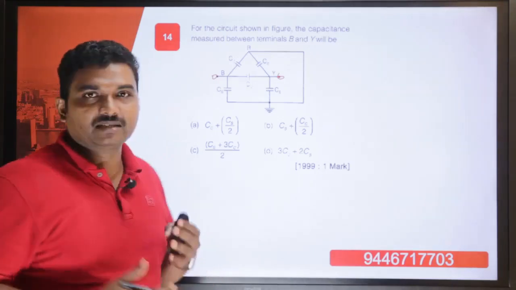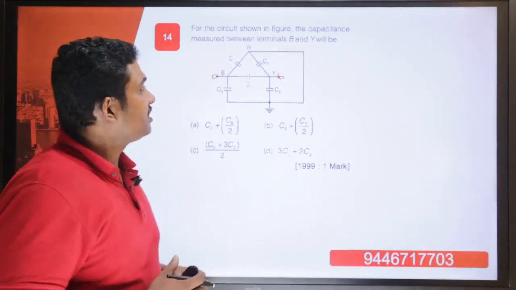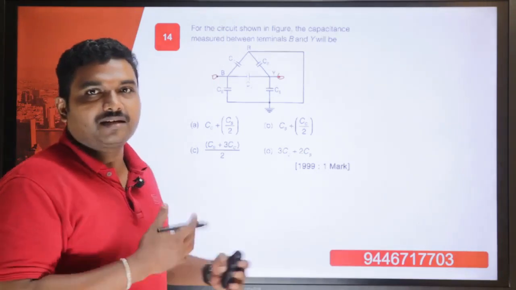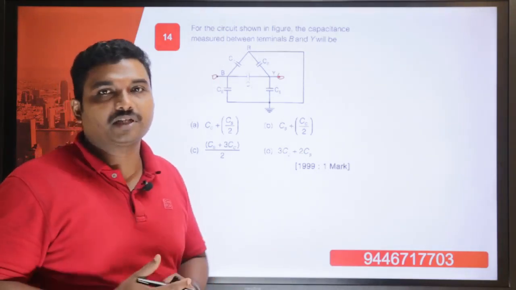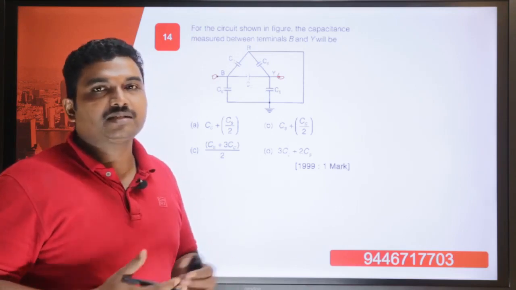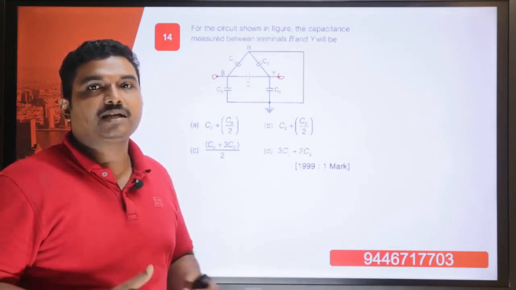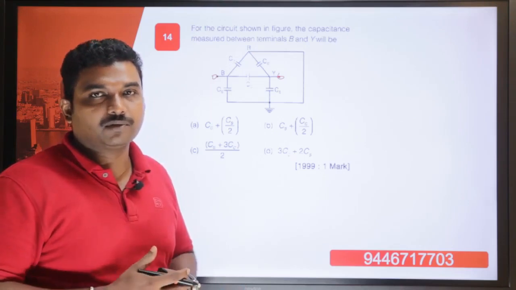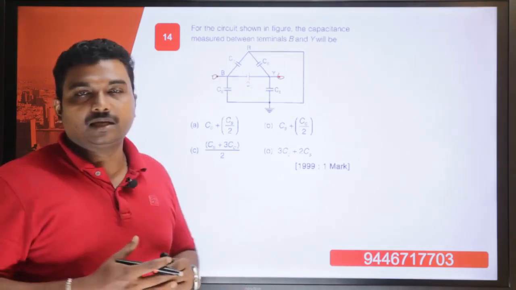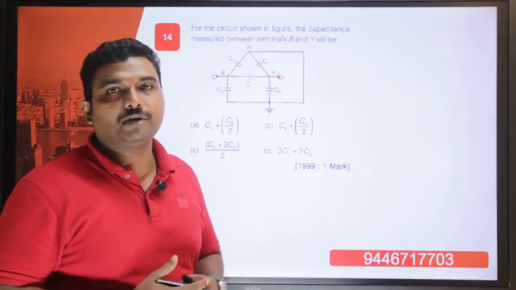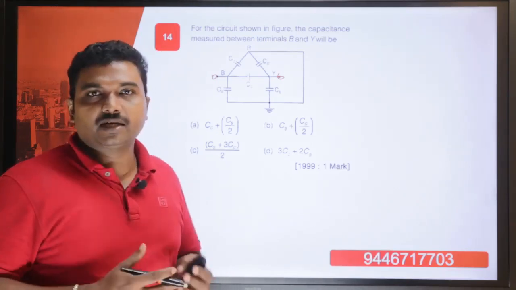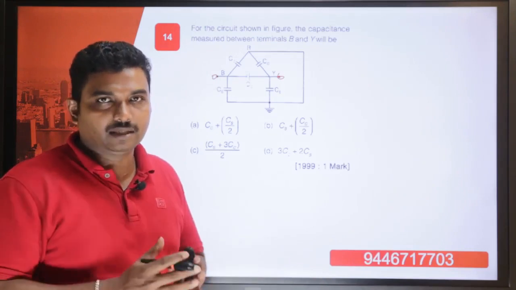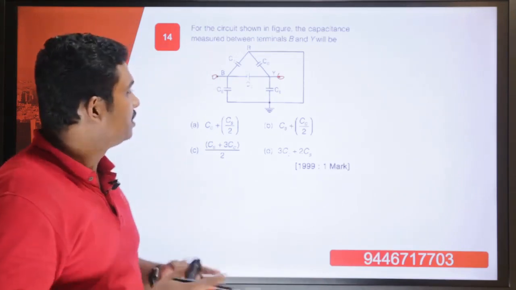They are trying to make us slightly uncomfortable with capacitance, because we know the capacitance principle is just the opposite of a resistor. When resistors are in series, we sum them up. When resistors are in parallel, we go for the reciprocal sum: 1 by R equivalent is equal to 1 by R1 plus 1 by R2. But for capacitances connected in parallel, we just add them as C1 plus C2 and so on up to Cn.